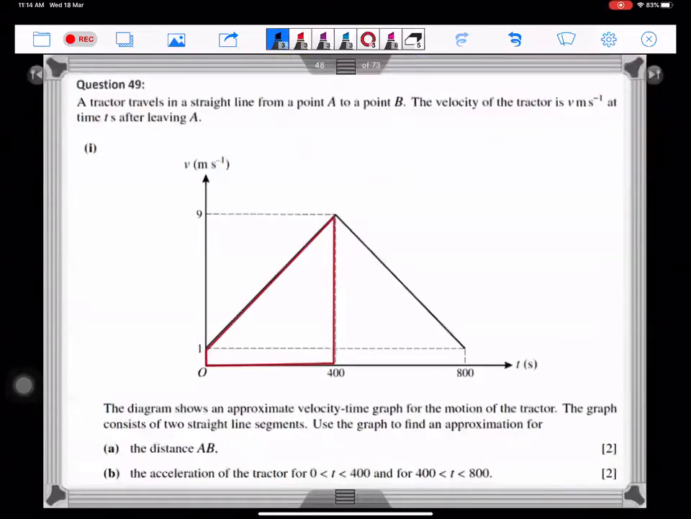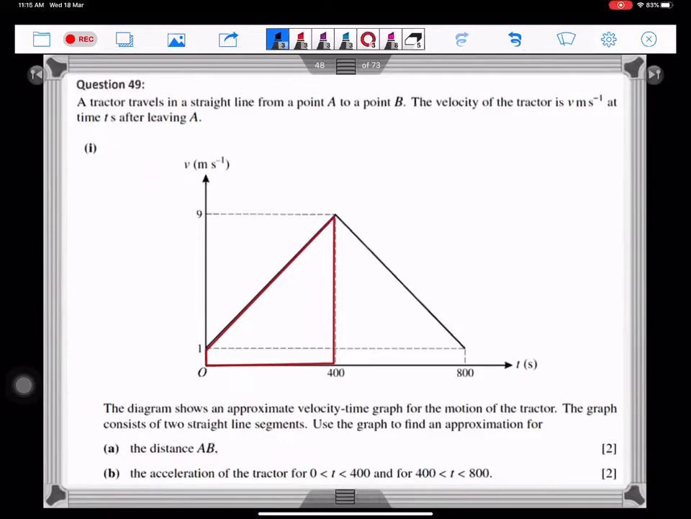This one is a tricky question. A tractor travels in a straight line from a point A to a point B. The velocity of the tractor is v meters per second at time t seconds after leaving A. The diagram shows an approximate velocity-time graph for the motion of the tractor. The graph consists of two straight line segments. Use the graph to find an approximation for the distance AB, and for the acceleration of the tractor in the first 400 seconds and the last 400 seconds.